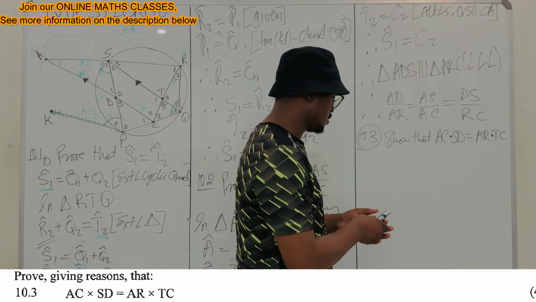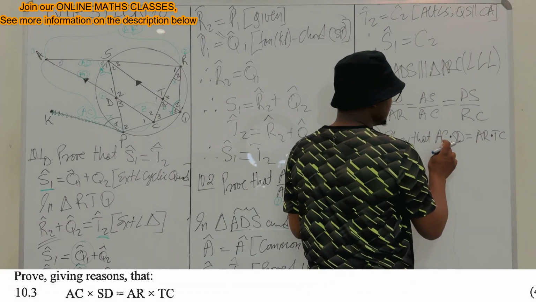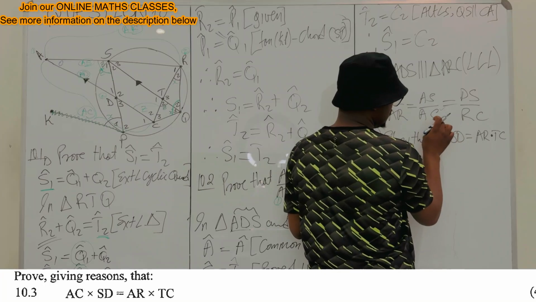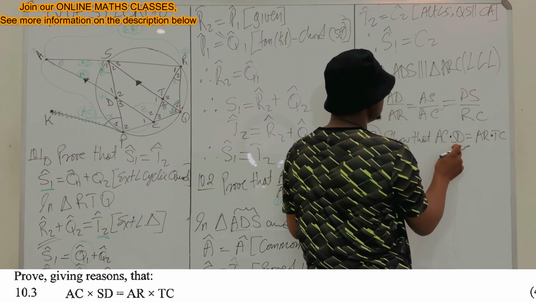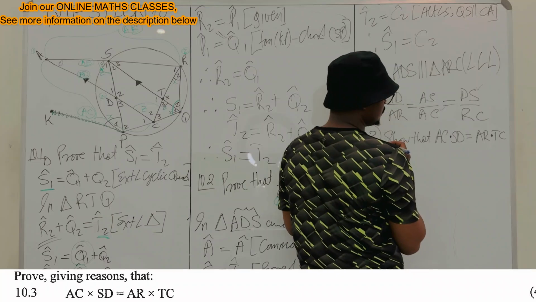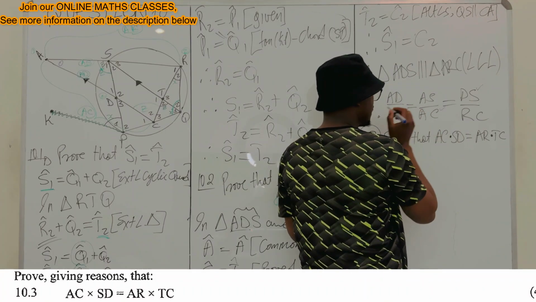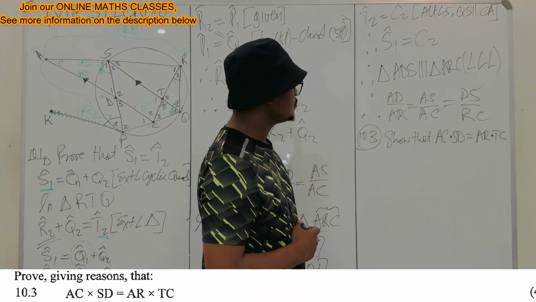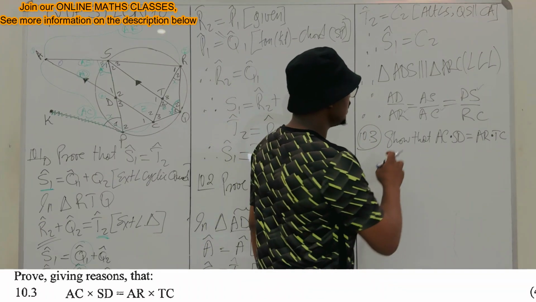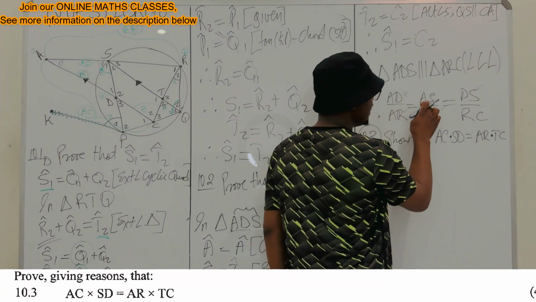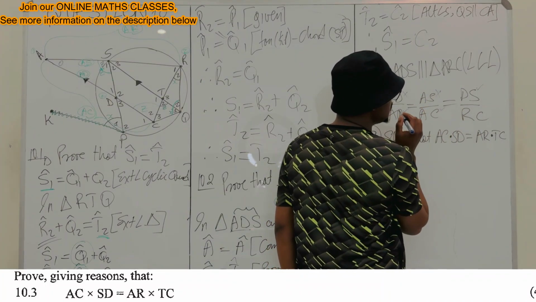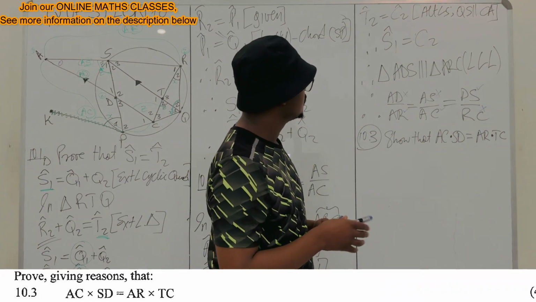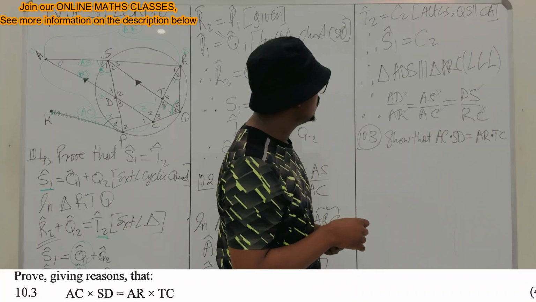Your AC over here. Here is your AC. Your SD, here is your SD. Your AR, here is your AR. Your TC, you don't have TC. AD, you don't have AD. AS, we don't have AS. RC, we don't have RC. So what do we do?